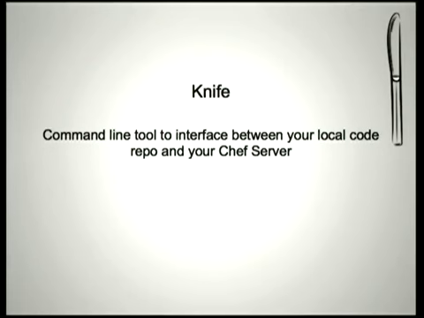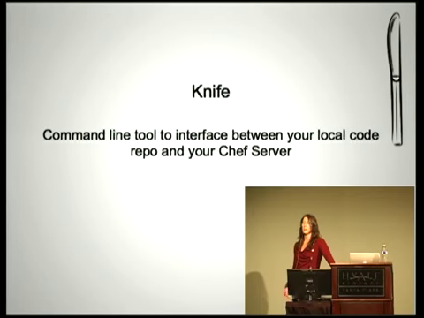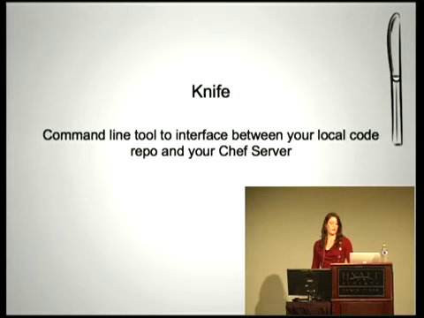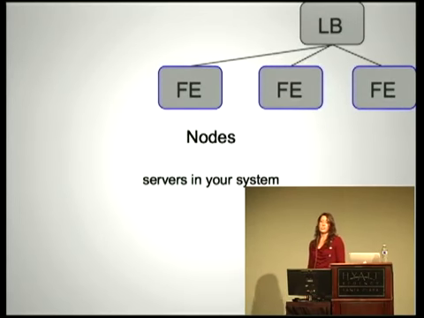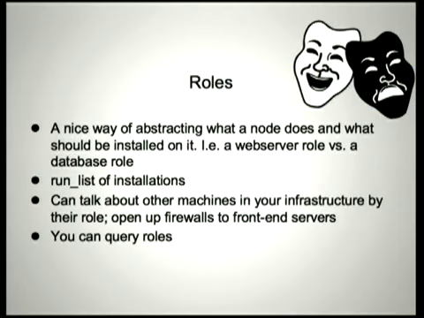Knife. Knife is the command line tool that allows you to talk from your local workstation to your Chef server. So when I make changes or update code or create new programs, I use Knife to basically sync them to the Chef server. Nodes are just servers in your system, so your load balancer, your front-end server. Roles are a really cool way of abstracting what a node does and what should be installed on it.